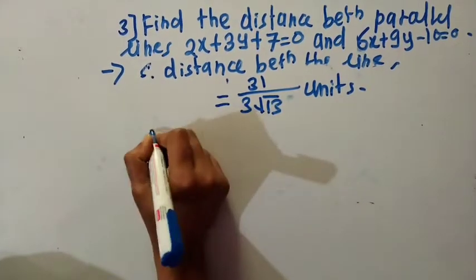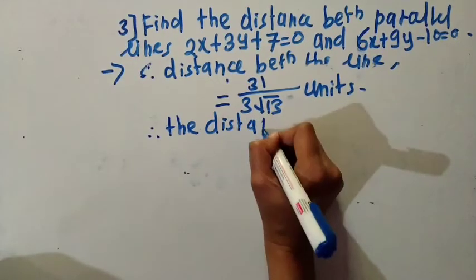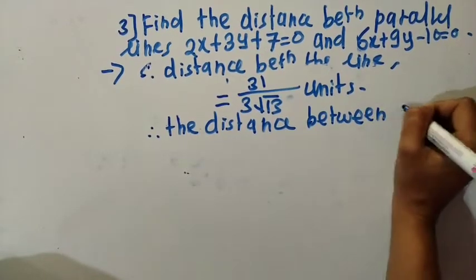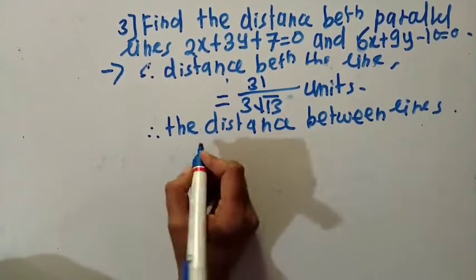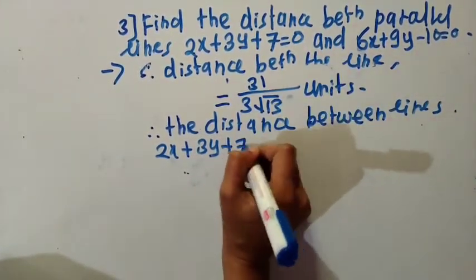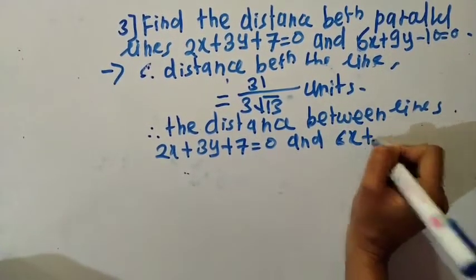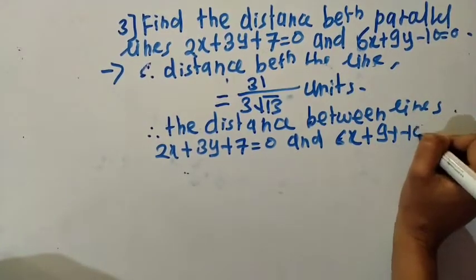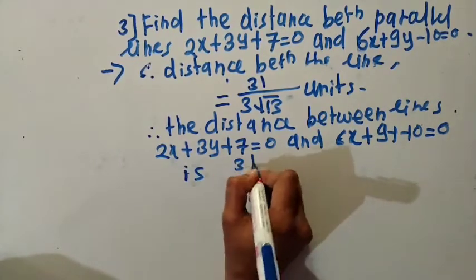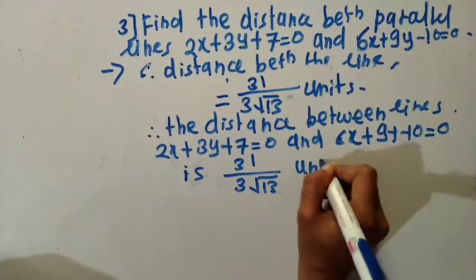Hence the distance between the lines 2x + 3y + 7 = 0 and 6x + 9y - 10 = 0 is 31 upon 3 root 13 units.